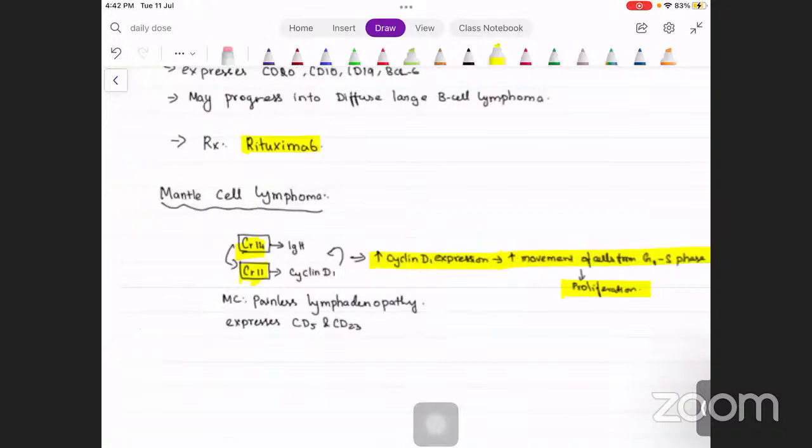But here the cell type is mantle cell lymphoma, where you see painless lymphadenopathy, and it expresses CD5 and 23. So mantle cell lymphoma, chromosome 14;11 translocation causes increase in cyclin D1 expression, movement of cells from G1 to S, proliferation. Expresses CD5 and CD23.